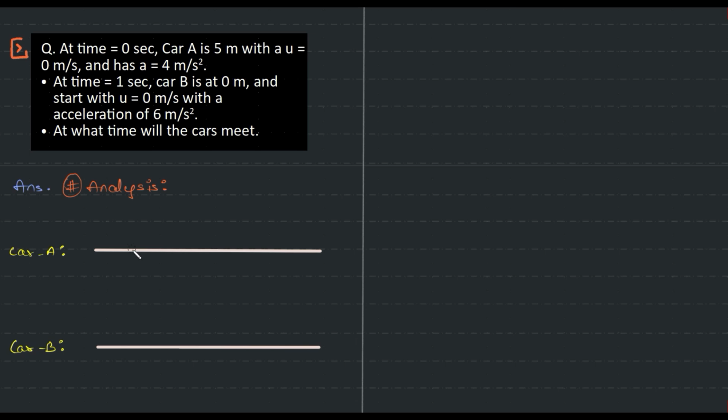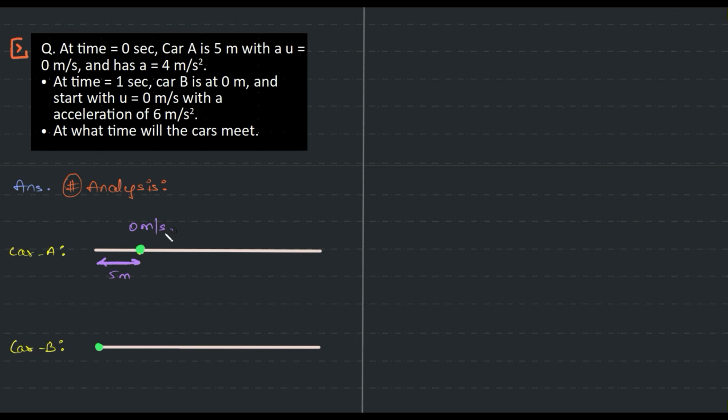So car A starting off 5 meters away from the origin. Let me change the color. And car B starting off at the origin, right? Look at the data. So it is already 5 meters away. And then it's starting over here. So it's starting with 0 meters per second.